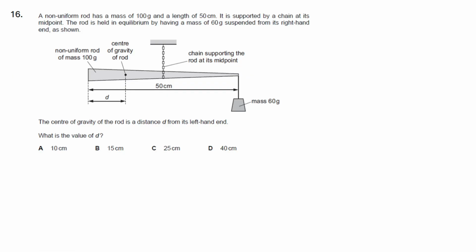Okay, so number 16. A non-uniform rod has a mass of 100 grams and a length of 50 centimeters. It is supported by a chain at its midpoint. The rod is held in equilibrium by having a mass of 60 grams suspended from the right hand end as shown. The diagram is here. The center of gravity of the rod is a distance d from its left hand end. What is the value of d? Okay, so we're looking for the distance here, right? So if this is the midpoint, that means this distance is 25 minus d, and then this is 25.